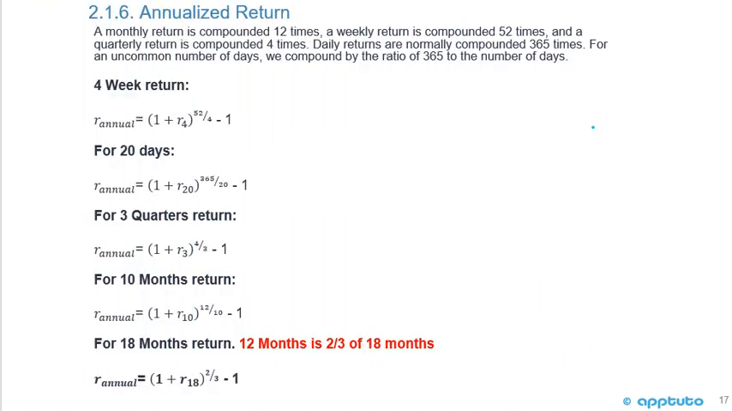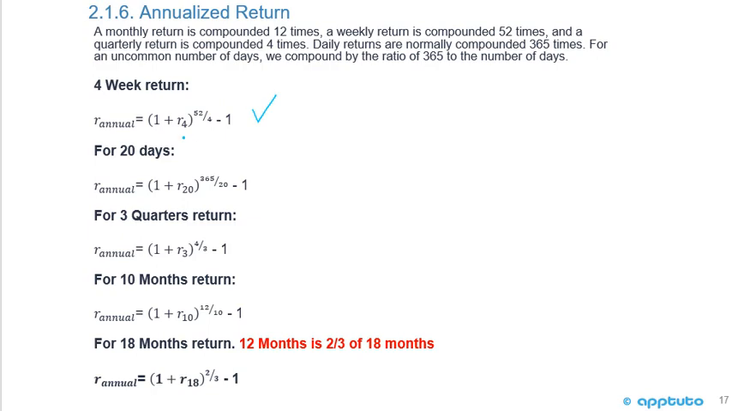Now we're going to look at annualized returns. A monthly return is compounded 12 times, a weekly return is compounded 52 times, and a quarterly return is compounded 4 times. Daily returns are normally compounded 365 times. For an uncommon number of days, we compound by the ratio of 365 to the number of days. So here we'll just go through a couple of examples.